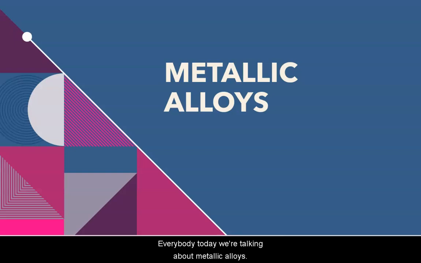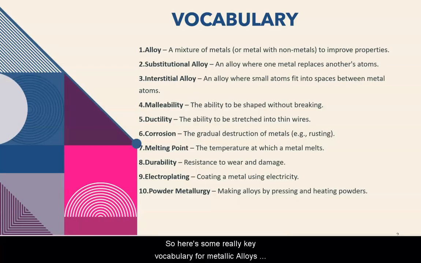Hi everybody. Today we're talking about metallic alloys, what they are, and how they bond. Here we go. So, here's some really key vocabulary for metallic alloys. First is an alloy. It is a mixture of metals or a metal with a non-metal to improve properties. And then there's several different types of alloys, and we're going to just get into that, but let's talk about what a substitutional alloy is.